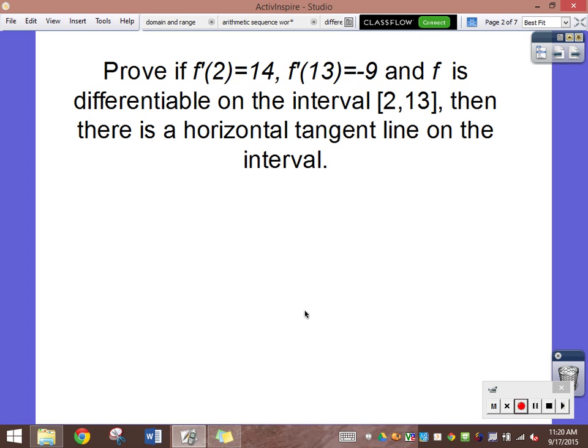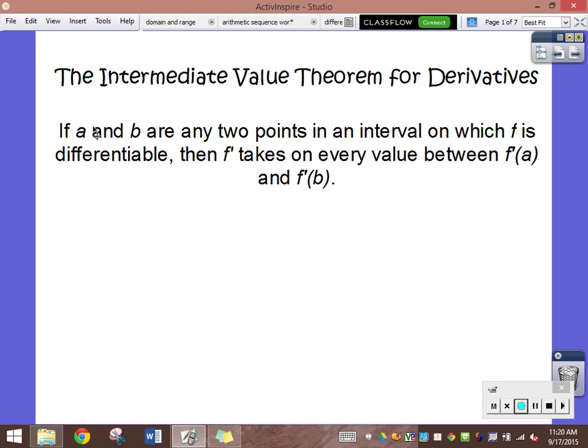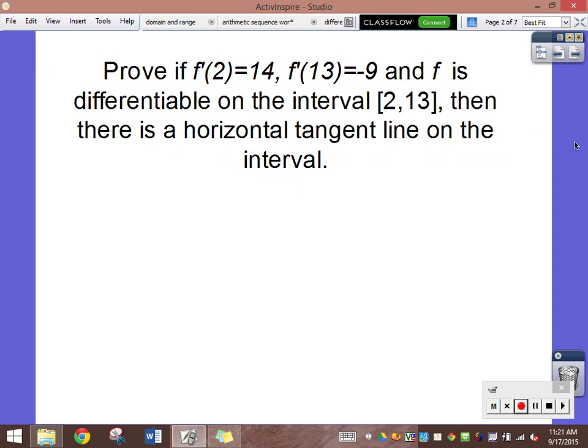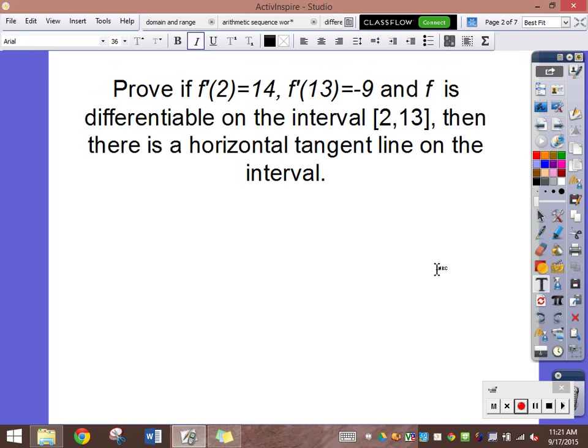And what I notice is the derivative at 2 is positive and the derivative at 13 is negative. So that means, according to the intermediate value theorem for derivatives, that at some point in between those two endpoints, the derivative had to equal 0. And so remember, the requirements for the intermediate value theorem is that you have two points on the interval at which f is differentiable. So we would state first that f is differentiable.